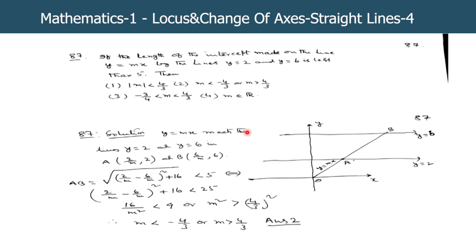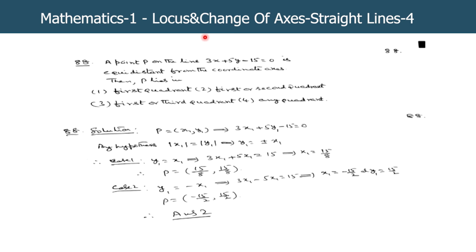Now y = mx meets the lines y = 2 and y = 6 in the points A(2/m, 2) and B(6/m, 6). Now AB < 5 means the square root of (2/m - 6/m)² + 16 is less than 5, and if and only if you will get 16/m² < 9, or m² > (4/3)². That means either m < -4/3 or m > 4/3. The correct option is option number 2.